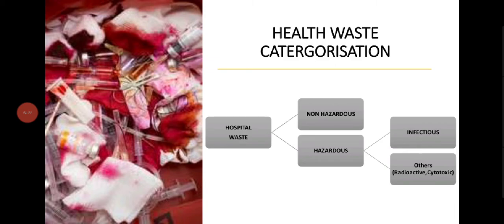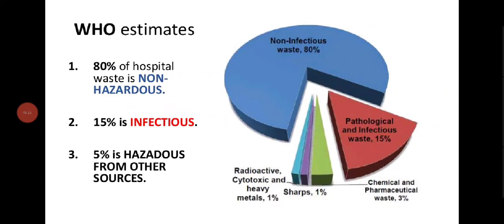What are the health waste categorizations? Hospital waste is further divided into non-hazardous and hazardous. Again, hazardous is divided into infectious and other. Others come under radioactive and cytotoxic waste. So WHO estimates that 80% of hospital waste is non-hazardous, but 15% is infectious and 5% is hazardous from other sources.